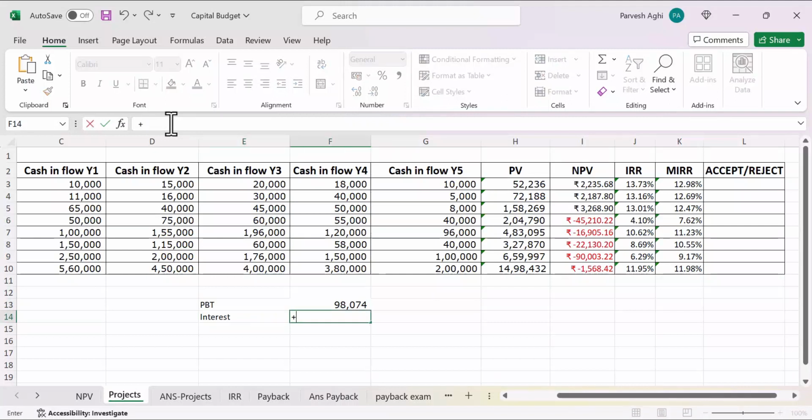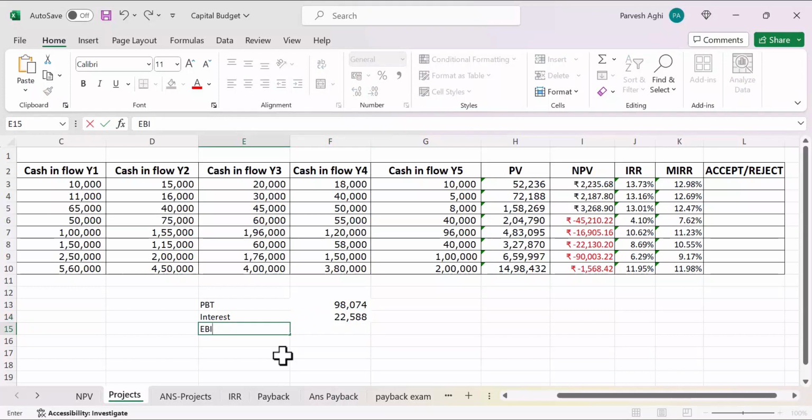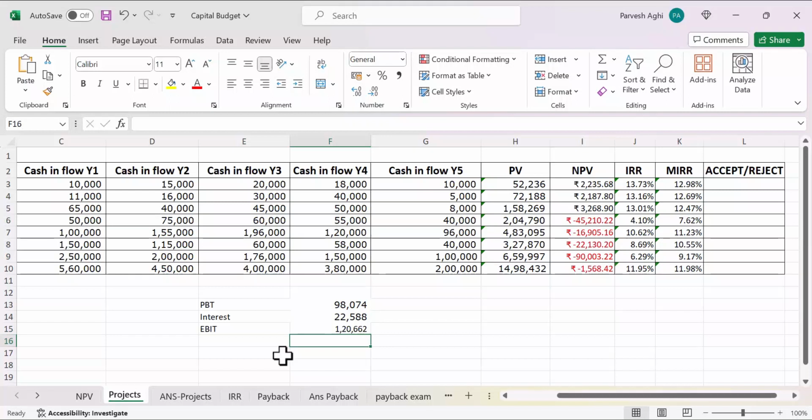Fine. So what is the interest? Double two, five, double eight. So this is the interest. So if I have to calculate EBIT, earnings before interest and tax, I have to just add this up. So the company is earning 1,20,000 rupees before paying any interest.